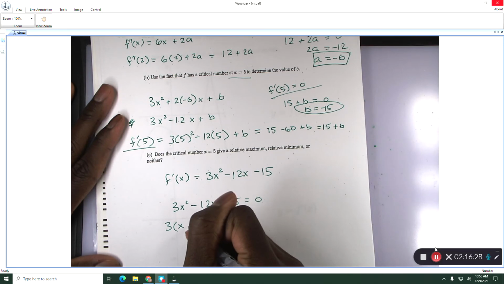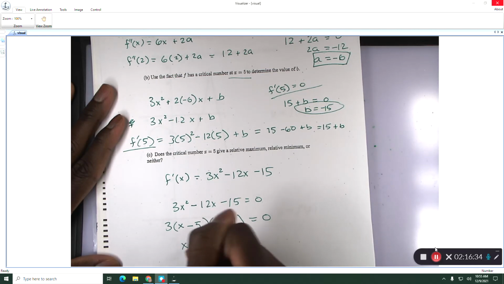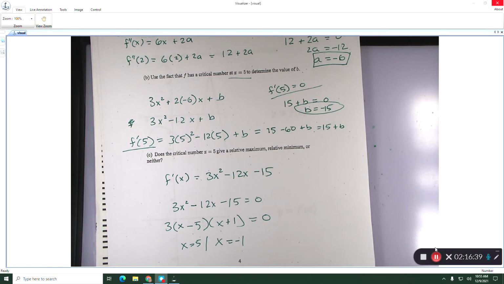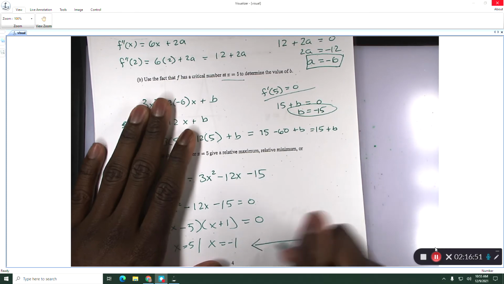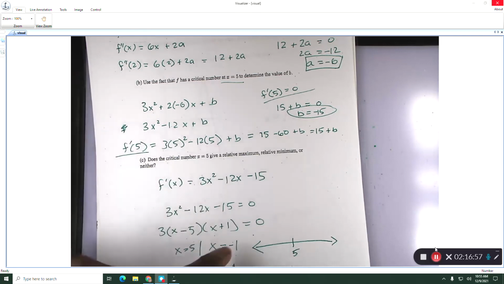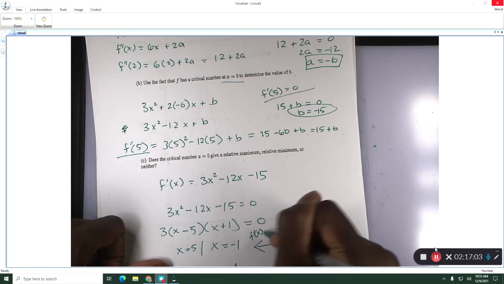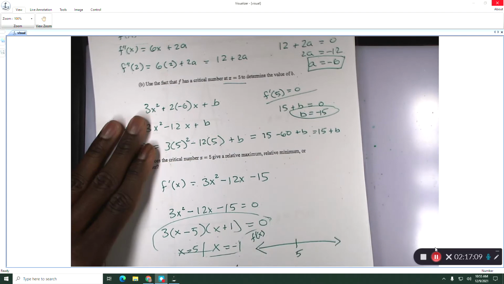Now this is already telling us what we already know. We have a critical point at x equals 5, but we also see that we have a critical point at x equals negative 1. We don't need this negative 1 because it's not asking about that. So when we see f prime of x, we don't even have to do this part, but it's just good to see.